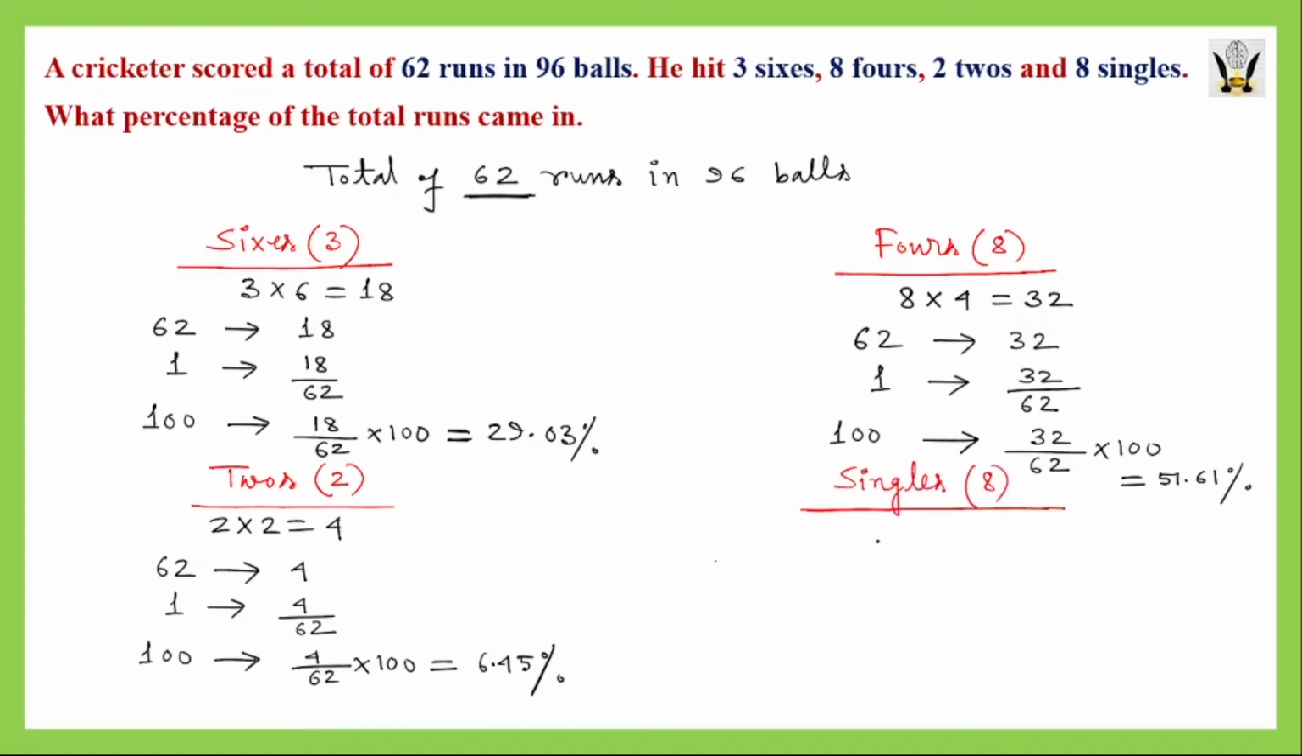Now the next type is singles. And how many singles? 8. So 8 singles means 1 run each, so in total 8, and the total runs is 62, that is fixed. So out of 62, 8 runs came from singles. I am not writing the full sentence, you have to write as and when required. So out of 1, the runs that came from singles is 8 divided by 62, and out of 100, it will be 8 divided by 62 multiplied by 100. In percentage, if we calculate, it will be 12.9%. So this is how we will solve this type of problem sum.